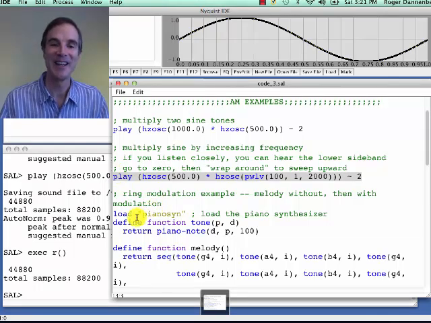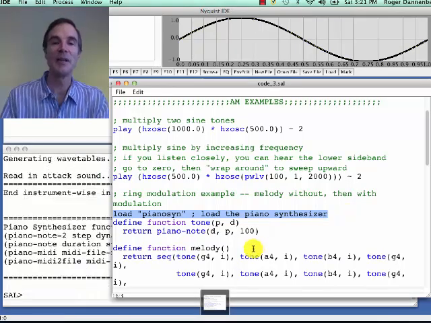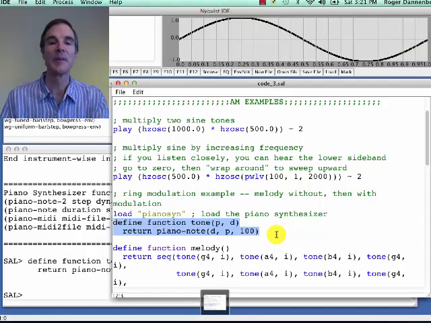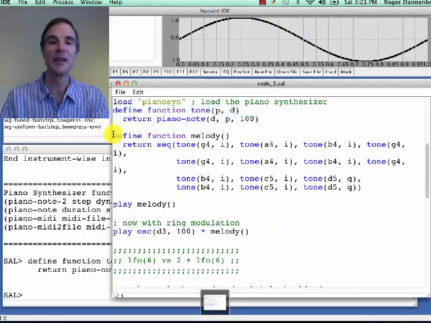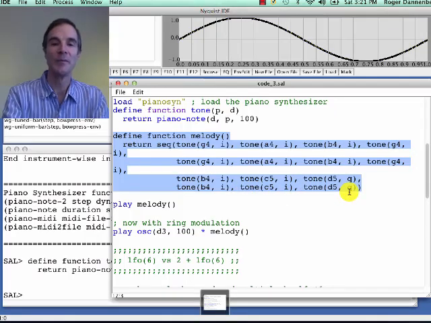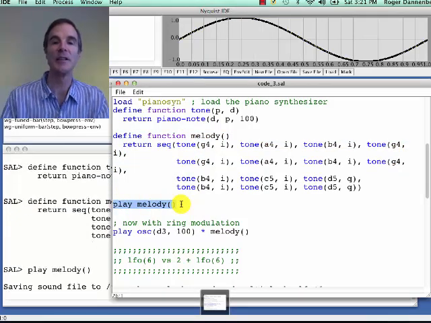Okay, now let's do a ring modulation example. We're going to load the piano synthesis library. We're going to define the function tone to be a call on the piano note, and we'll make a sequence of tones to construct a melody. And so let's play it.